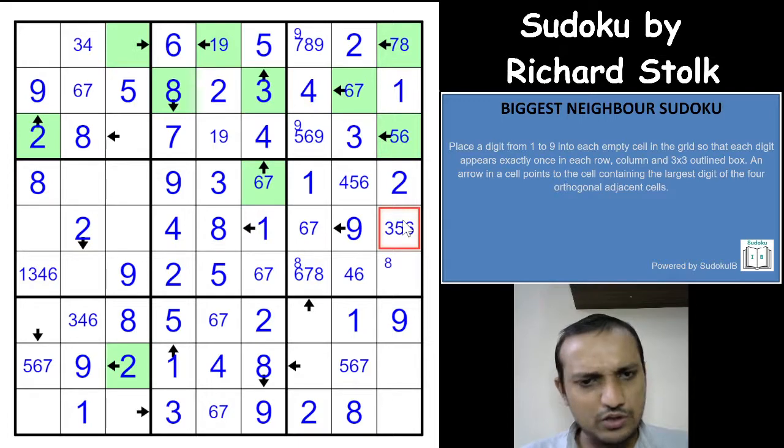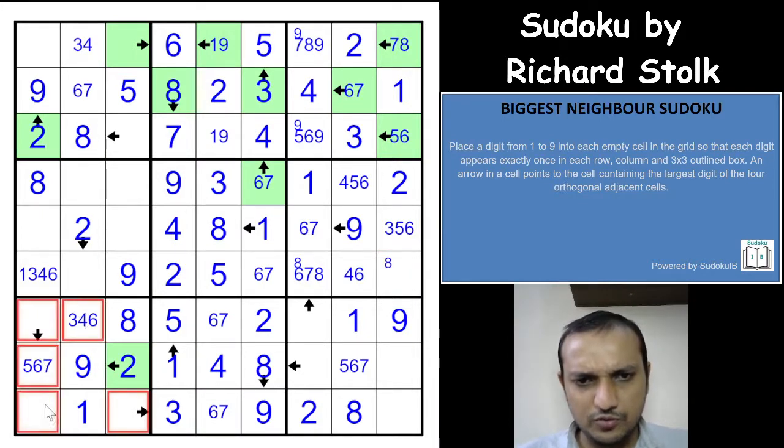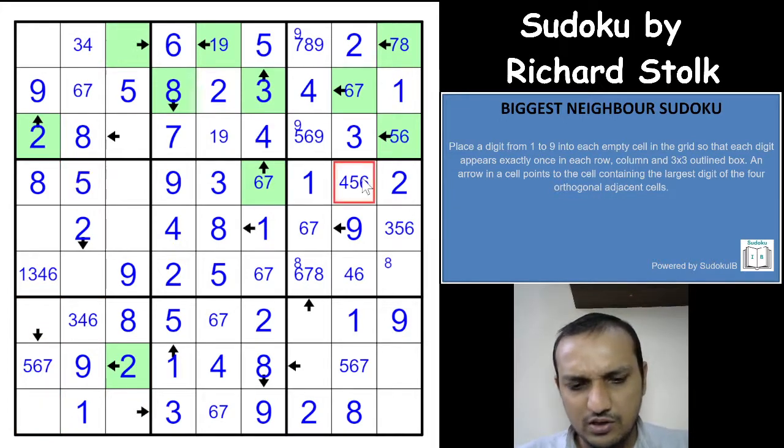Come on, all the arrows are done, I think. But 5 would have to be in one of these two cells, right? 5 cannot be here. 5 cannot be in these two. 5 would have to be in one of these two cells, which means this cell would have to be a 5. This is not a 5, so you get a 4 6 pair here.